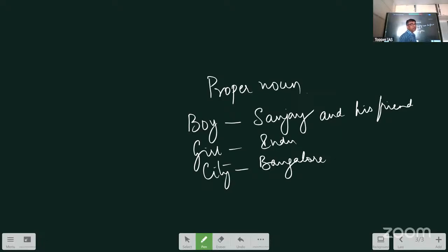So proper nouns identify a noun. And how does it identify? With the help of a name. And you cannot make a proper noun plural by applying the spelling rule. Is that clear, all of you? Understood? Okay. Next, let's go to a collective noun.